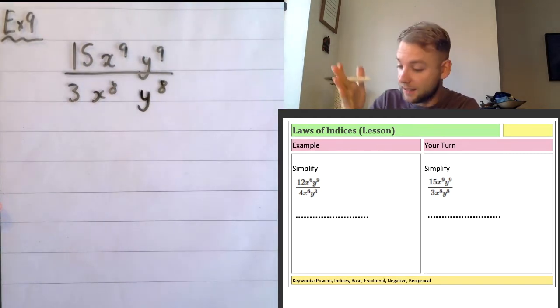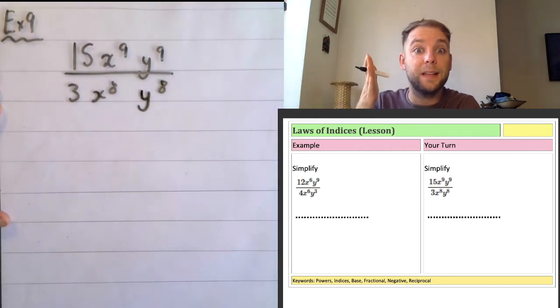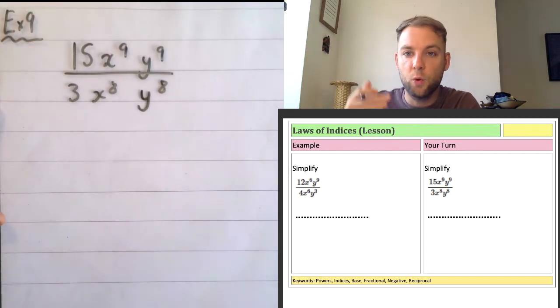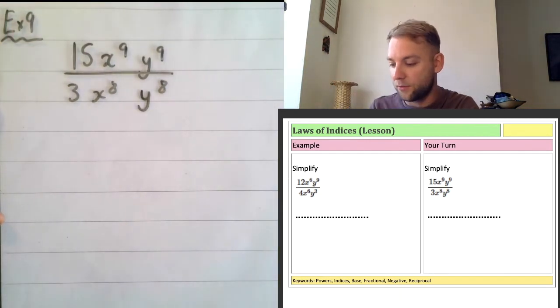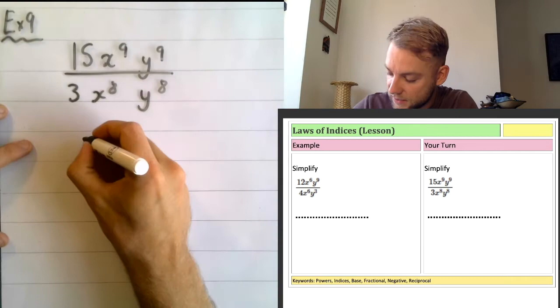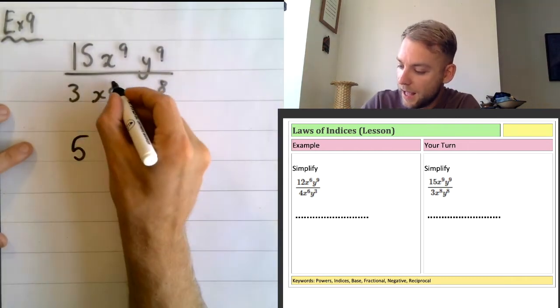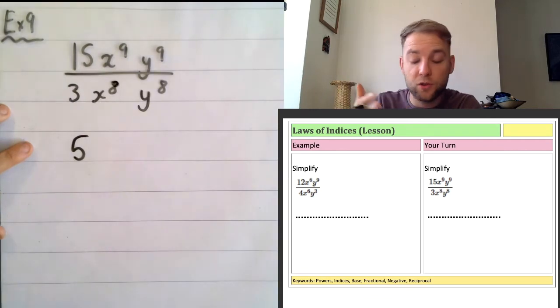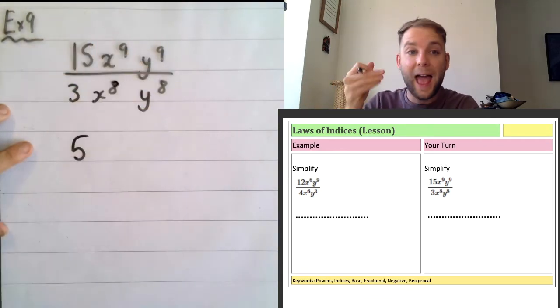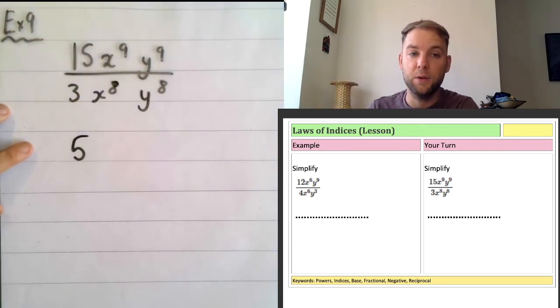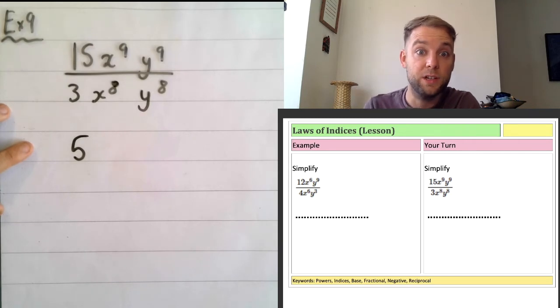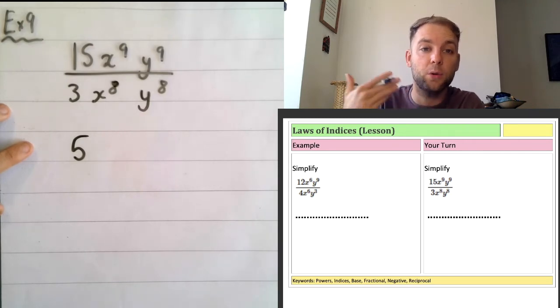Okay, so let's deal with the numbers first. Remember, when I'm dealing with numbers, I'm just dividing. So what is 15 divided by 3? Well, 15 divided by 3 is 5. Brilliant. And here, when I'm doing powers, remember, powers are subtract. So x to the power of 9 divided by x to the power of 8, well, it's going to be 9 take away 8, which is 1. So it's going to be x to the power of 1.